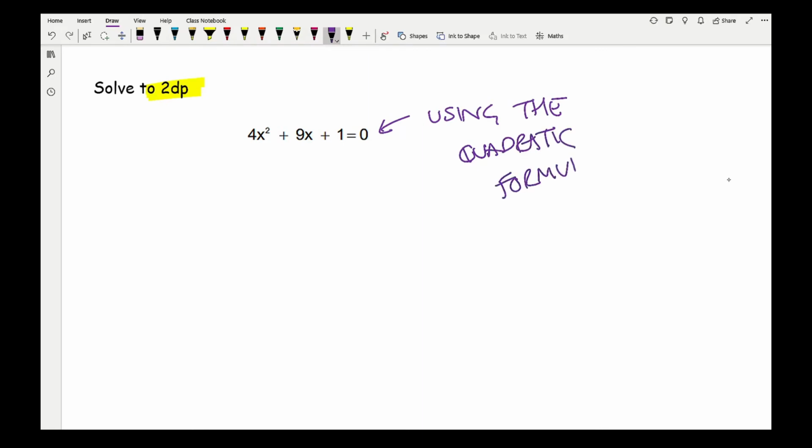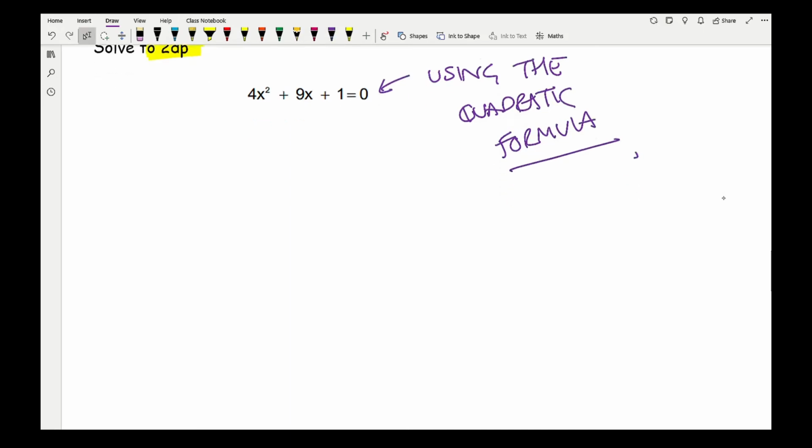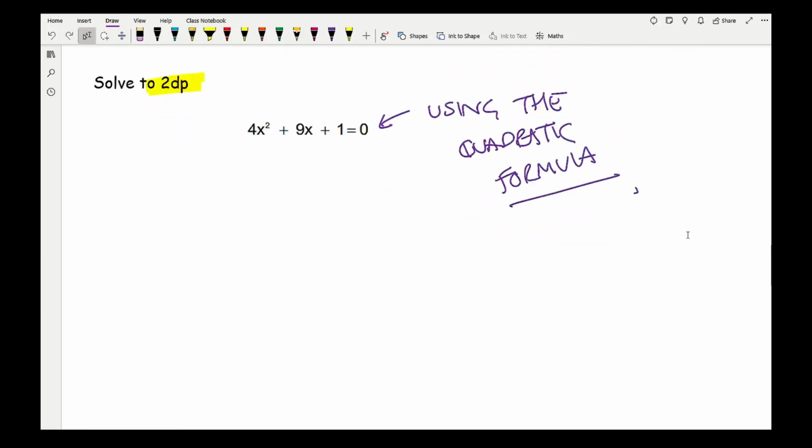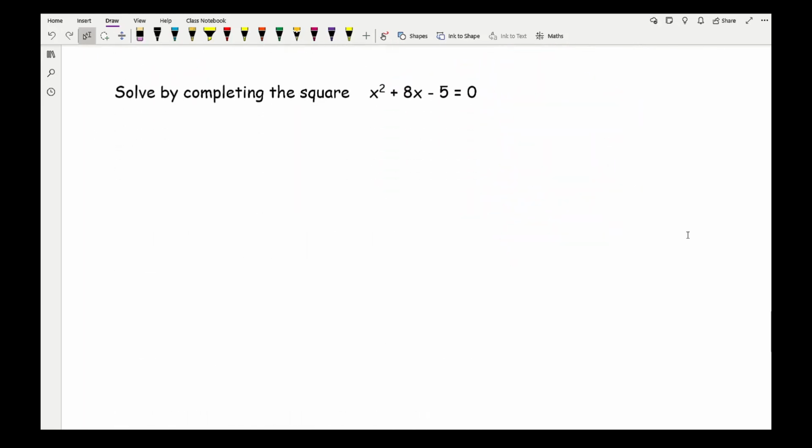And again, I will do a video on how we use a quadratic formula to solve a quadratic. Now in this next clip here, we can see that it uses the words completing the square. So that's pretty obvious that I need to use CTS.